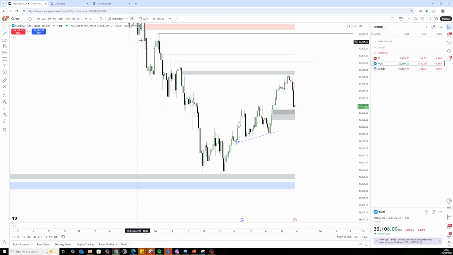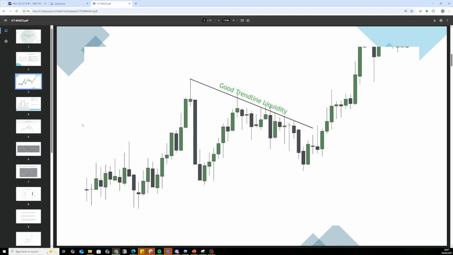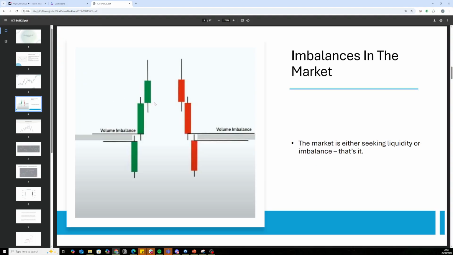Perfect. All right. So now we understand that the market moves to take out liquidity to fill orders. The other reason the market moves is to do with imbalance in the market, and that's an imbalance between buyers and sellers. The market is either seeking liquidity or imbalance. That's it. It only moves in those 2 ways. It's either seeking to take out buy-side or sell-side liquidity, or it's going to fill imbalance.